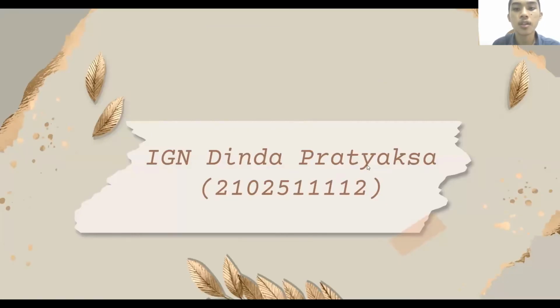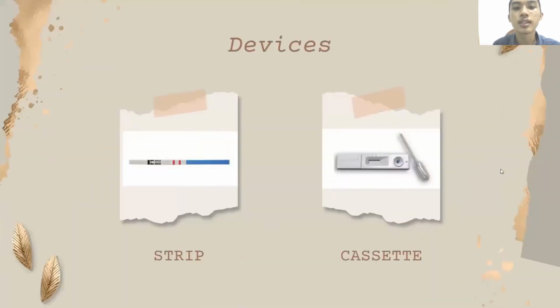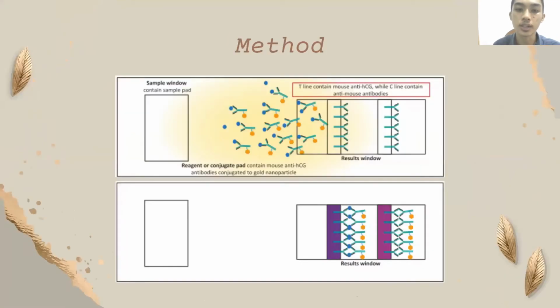So now I'm going to explain about the devices of pregnancy testing which have been widely used, such as the cassette and strip. These devices detect human chorionic gonadotropin or HCG in urine by the lateral flow chromatographic immunoassay method and have two windows for the urine sample and the result. The result window has two lines, the control or C line and the test or T line. In the reagent pad, urine with or without HCG will bind to mouse anti-HCG antibodies and then flow and react with mouse anti-HCG on the T line and anti-mouse antibodies on the C line, and then produce visible lines.